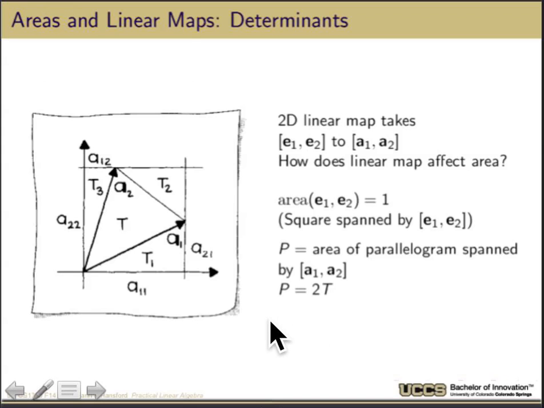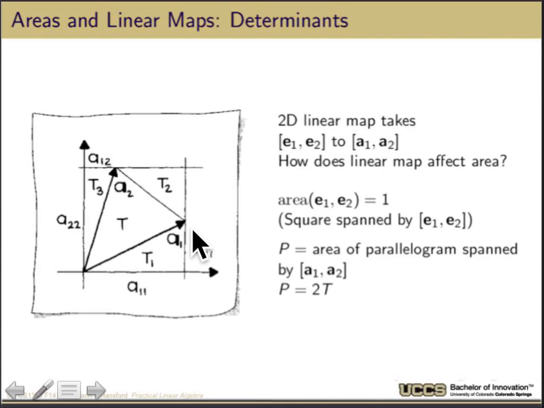Okay, so now we've talked a little bit about area, so let's try to make this a little more formal and give you some equations to help you model that and some diagrams to help you understand it. A linear map takes the unit square E1, E2 into some new set of vectors A1, A2. So we can ask the question, what does a linear map do to the area? The original area is a unit square spanned by these two vectors. After transformation, I'm going to have some parallelogram, which might be degenerate and just be a line, but I'll have a parallelogram spanned by A1 and A2.